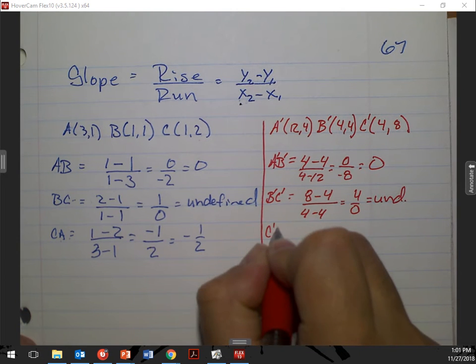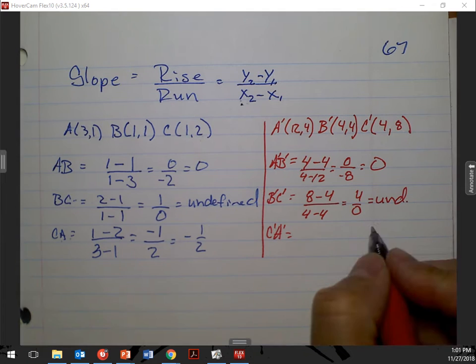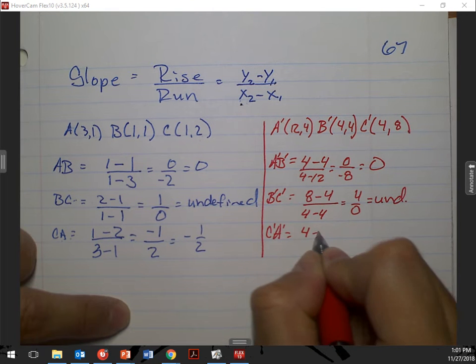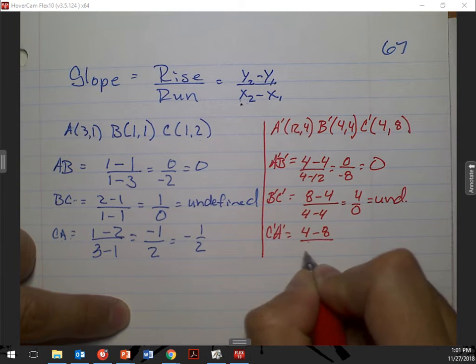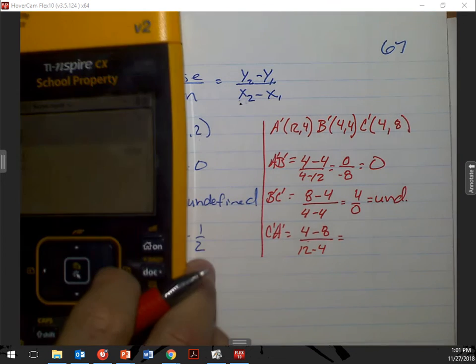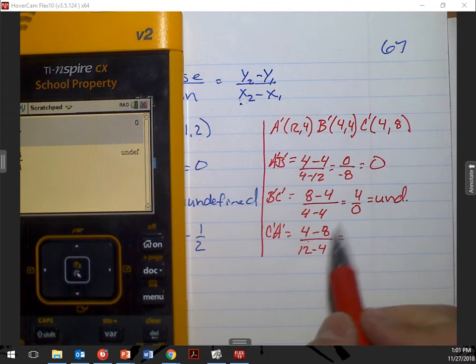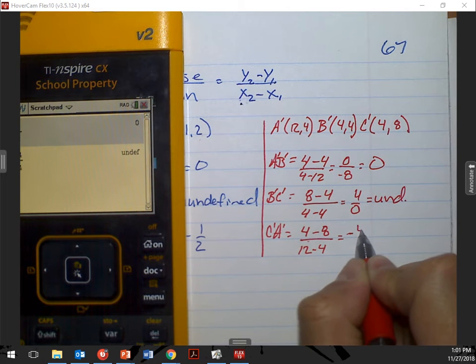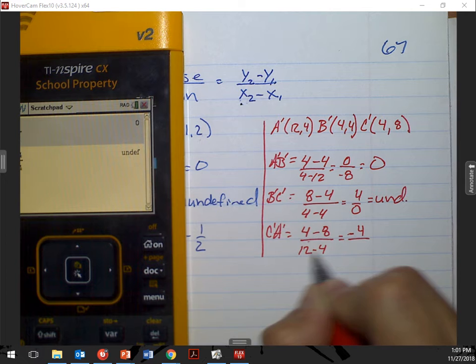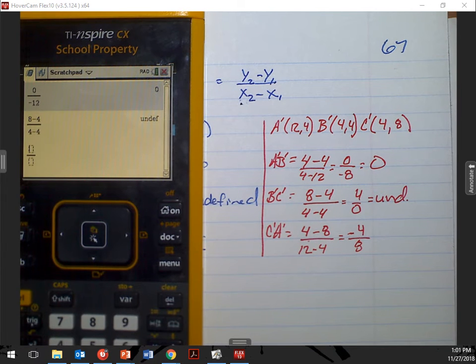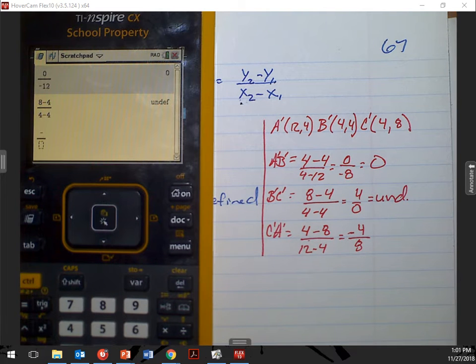Alright, C prime, A prime. So A is the second one now, right? 4 minus 8 over 12 minus 4. Can I do that in my calculator? So I get 4 minus 8 is negative 4 over 8. Control divide. So there's a negative 4. Look, the negative's right here. I want you guys to see this.